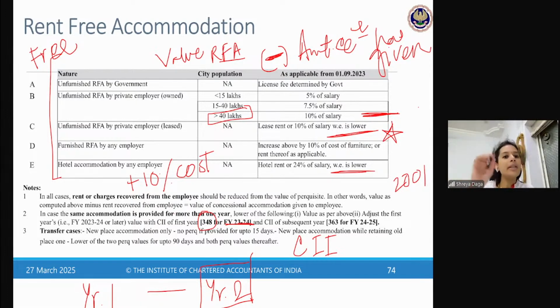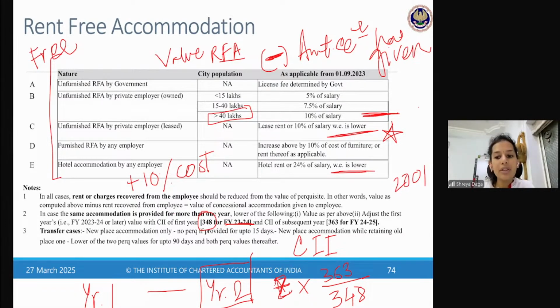So you determine the value of 23-24 using the parameters which are given over here, and then what you will do is multiply by the CII of the subsequent year, which is 24-25, 363, divided by the CII of the first year, which is 348, FY 23-24. So whatever value you got, suppose Z, you will multiply that by the current year's inflationary index and then divide it by the last year's inflationary index. This will give you an adjusted value of the rent-free accommodation.